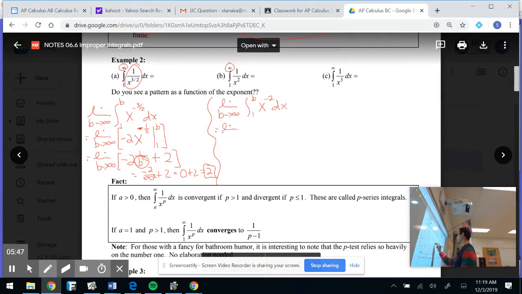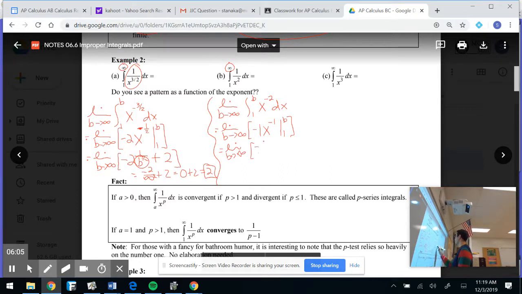Okay, now we're going to go ahead and find the antiderivative. Okay, the antiderivative, we would add 1, which would be that, divide by it, which would be a negative 1, right, class? And then we're going to go from 1 to b. Now we're going to use our fundamental theorem of calculus. Okay, here we go. Let's go ahead and use that guy.